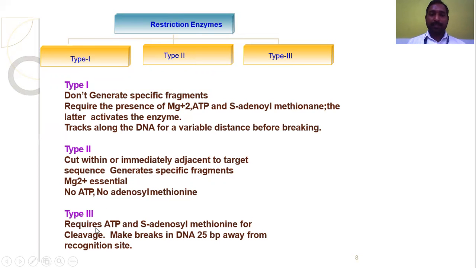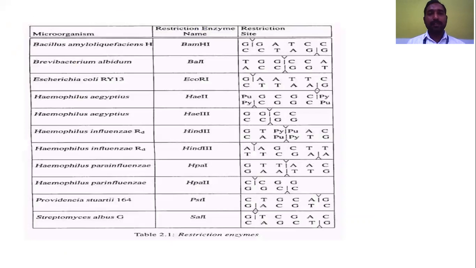And type 3 we have. This enzyme needs ATP and S-adenosyl methionine, but doesn't need the magnesium ions. This type 3 restriction endonuclease makes the break away from the recognition sequence, around 25 base pairs away. So these are the examples.